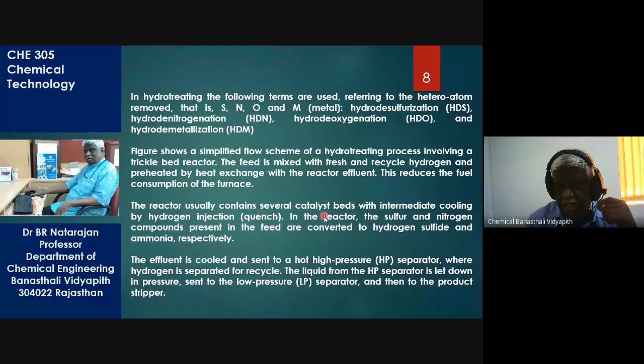The reactor usually contains several catalyst beds with intermediate cooling by hydrogen injection quench. Right, I'm not putting all the hydrogen in one place. I'll distribute the hydrogen so that it acts as a quench also to take away the heat. In the reactor, the sulfur and nitrogen compounds are converted to hydrogen sulfide and ammonia. The effluent is cooled and sent to a hot high pressure HP separator where hydrogen is separated for recycle. And the liquid from the high pressure separator is let down in pressure. Pressure is reduced and sent to the low pressure separator and then to the product stripper. Product stripper because my product has got several hydrocarbons, and by stripping, I'll be able to get the different fractions.